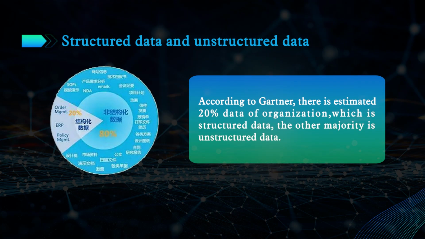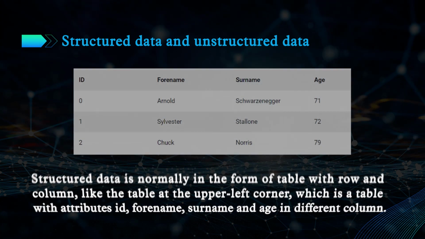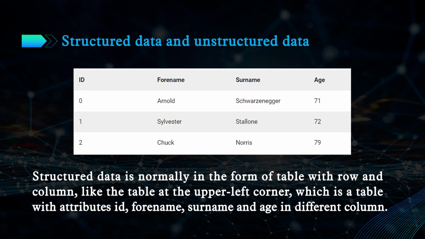According to Gartner, an estimated 20% of the data of an organization is structured data. The other majority is unstructured data. Structured data is normally in the form of a table with rows and columns, like the table at the upper left corner, which is a table with attributes ID, forename, surname, and age in different columns.